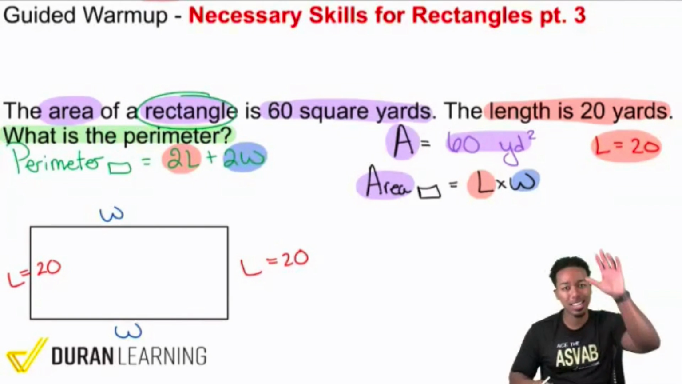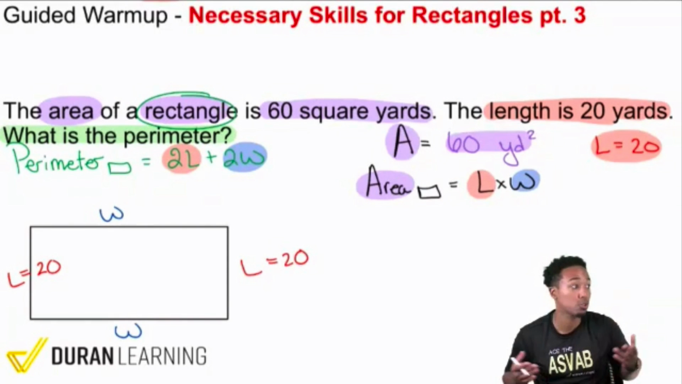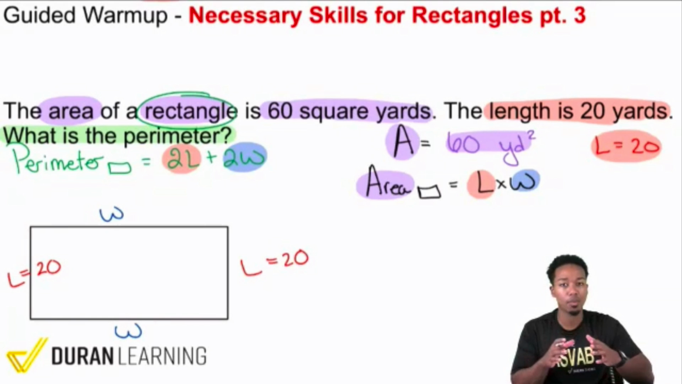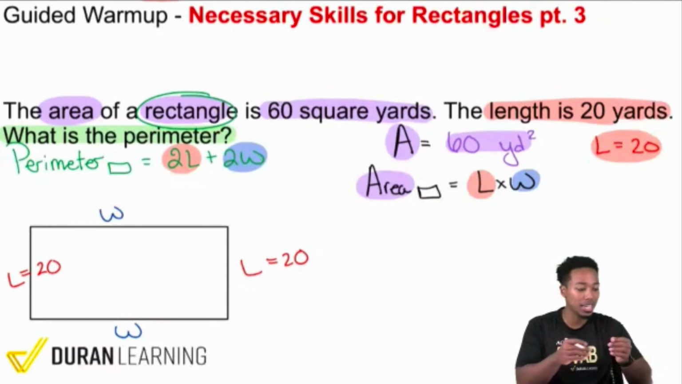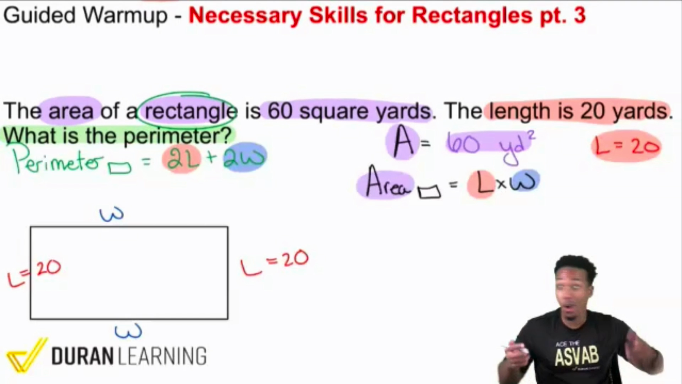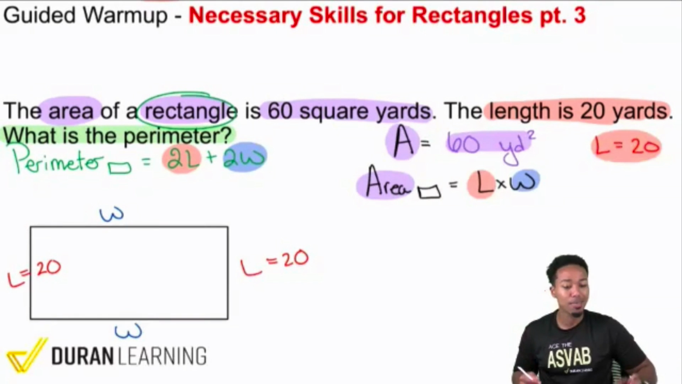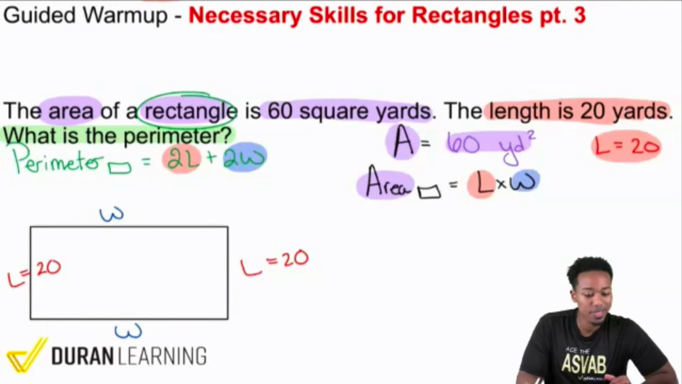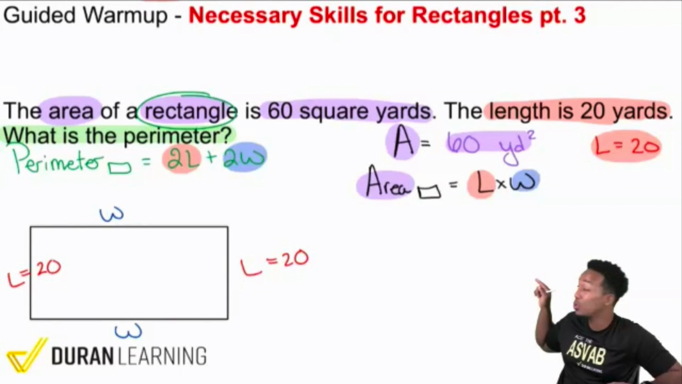Has anybody ever done a problem where they found something in the middle of the problem, like a length or a width, and you thought that you were done, and you were like, oh, I see the answer there. Let me circle it. Anybody ever been there? Yeah, that's the thing. You are not done until you have what you came for, and that's the perimeter.